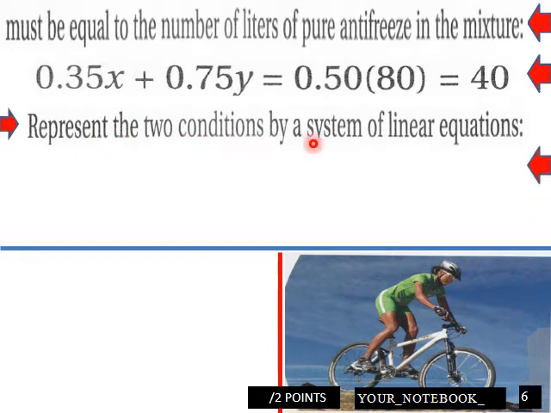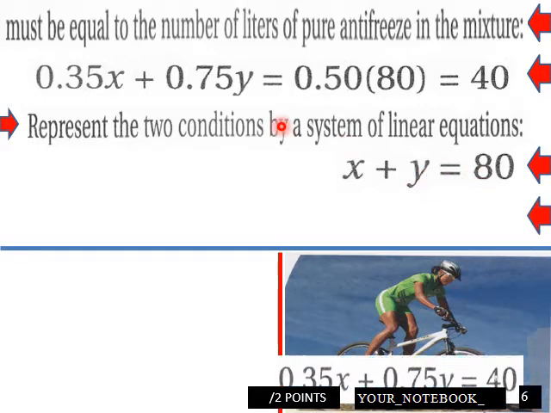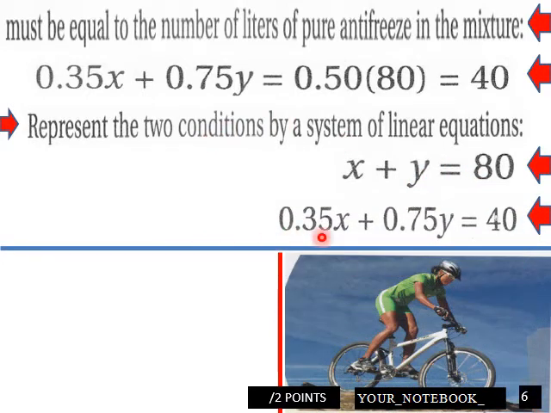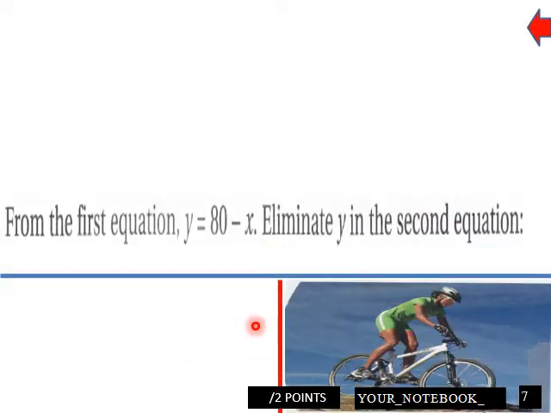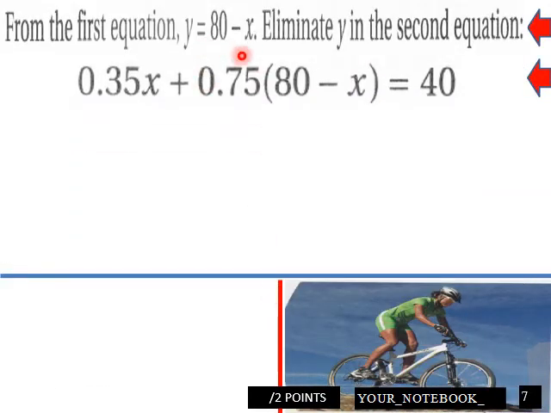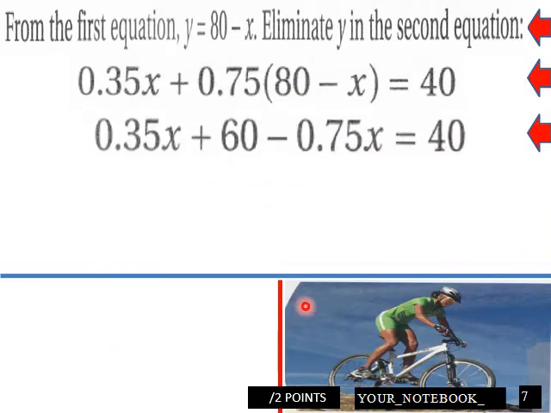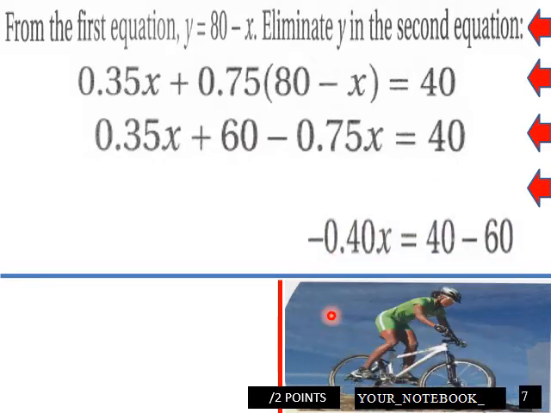Represent the two conditions by a system of linear equations. x plus y equals 80. 0.35x plus 0.75y equals 40. Here are our two conditions. From the first equation, y will equal 80 minus x. We plug that into the second one, and we get this statement here.